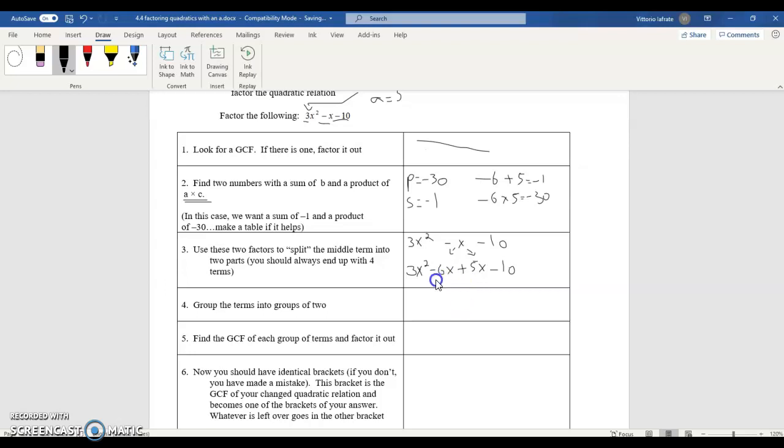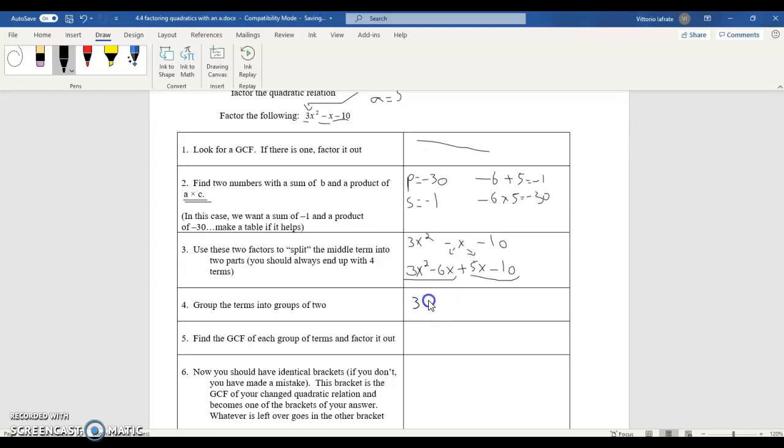So for example, if you look over here, these two groups have common factors I can take out, and that group has a common factor I can take out, and this group also has a common factor I can take out. I want you to notice that at the end of doing this process, we always have 4 terms. Now, if I do my common factor, I'll show you that in just a minute.